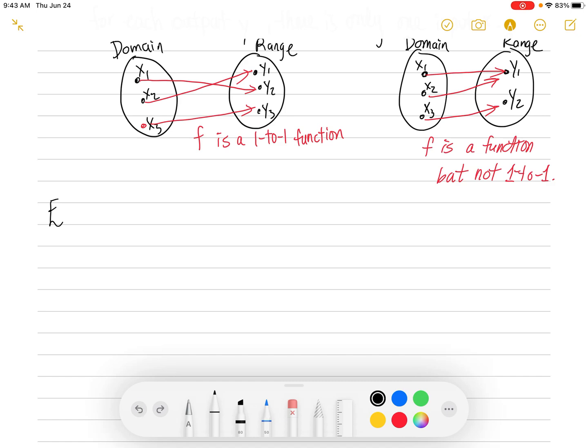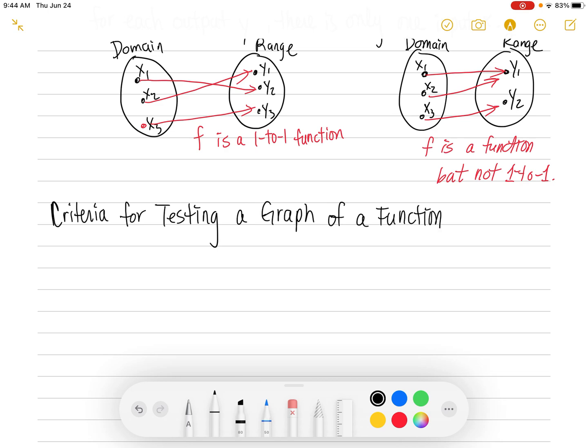Okay, so here's some kind of follow-up to this. Examples. Oh, so I have to follow up with this. When is a function one-to-one? Criteria for testing a graph of a function for one-to-one-ness.